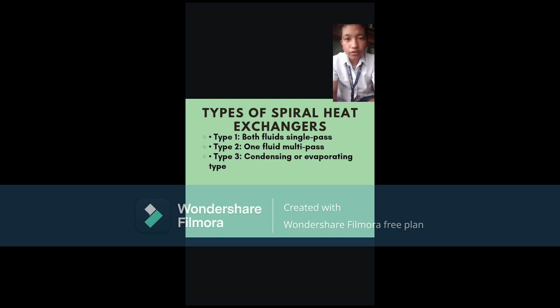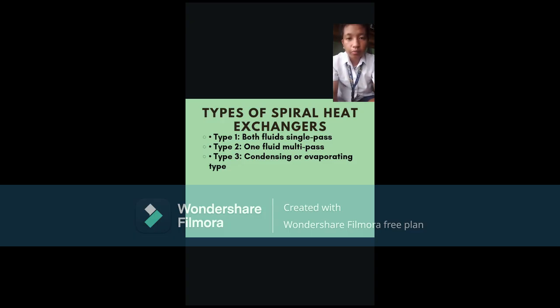Spiral for liquid to liquid, both fluids are liquids, common in chemical plants. Sa spiral for condensation, hot vapor condenses while cold water absorbs the heat. Sa type 3, used for evaporation processes.